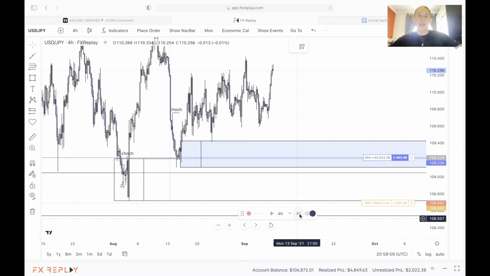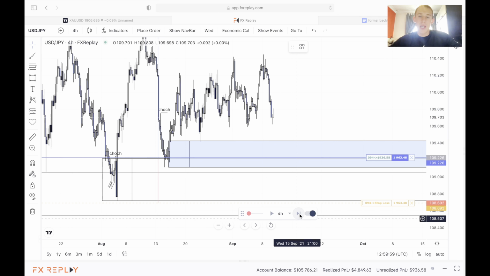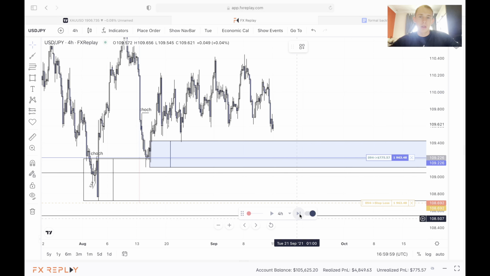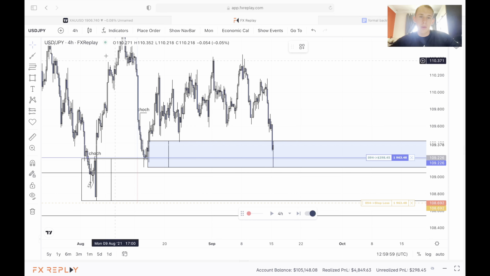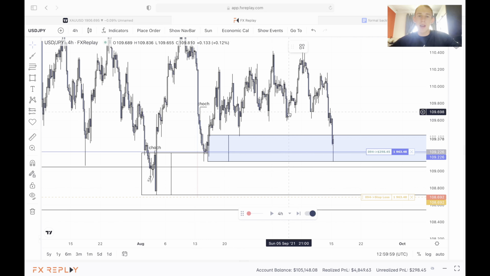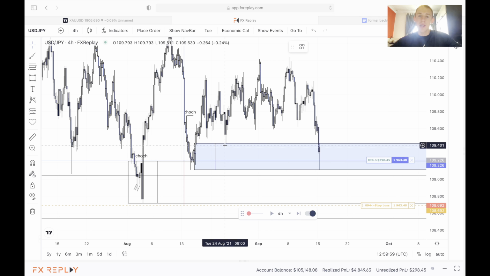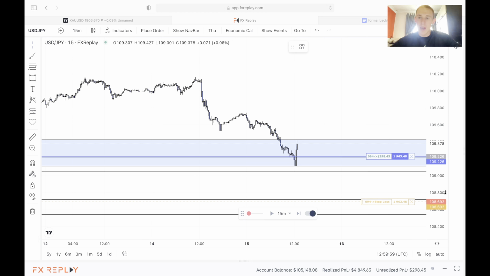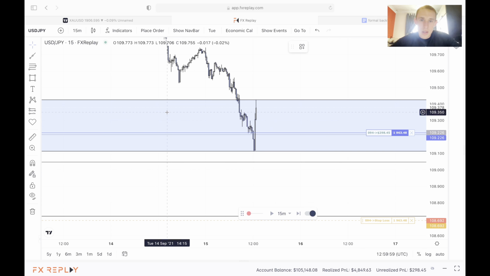Price may want to test that blue level once again. Let's see. There we go. The reason I said that was because we had this tap which barely came into the level. A lot of the times when you see this, this is inducement, price comes back, liquidates this area, and then let's see if we get an entry.